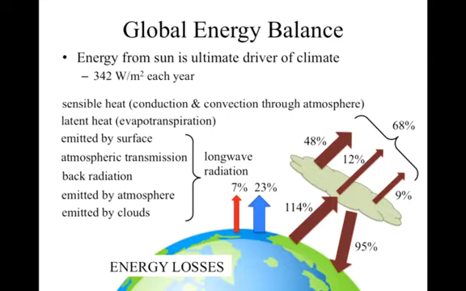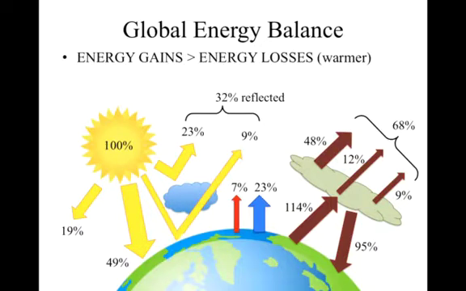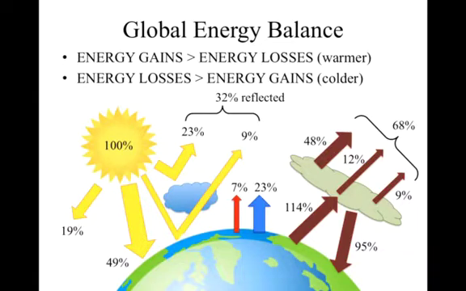The problem occurs when these energy losses don't balance the energy gains. So here's our energy gains, there's our energy losses. When the energy gains exceed the energy losses, that's like putting more money into your bank account than you're taking out and spending. And in that case, your bank account grows. Well, that means that the energy on the Earth grows, and so ultimately that means the Earth heats up. It gets warmer. Opposite scenario, when your energy losses outweigh your energy gains, you're net losing energy to the solar system, and so the Earth gets colder.